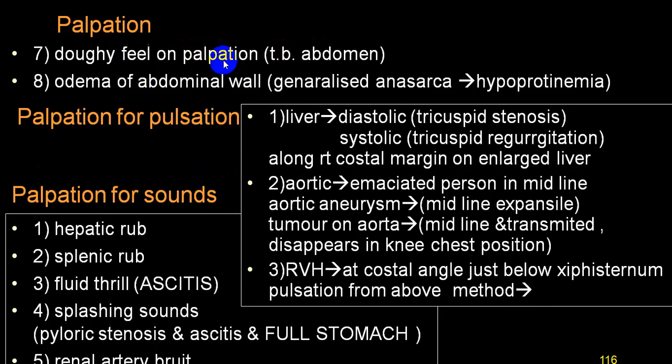Doughy feel is characteristic in case of a tubercular abdomen. Edema of abdominal wall will be there in a generalized anasarca, very characteristic in case of hypoproteinemia. This is a question of oral.